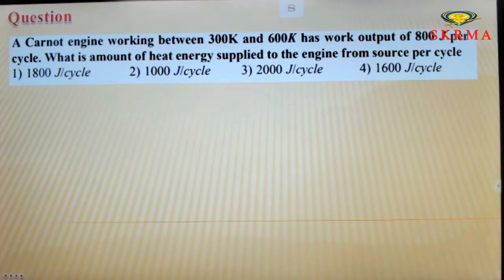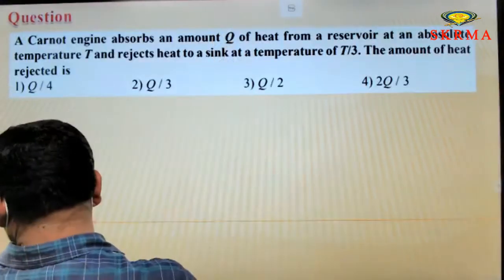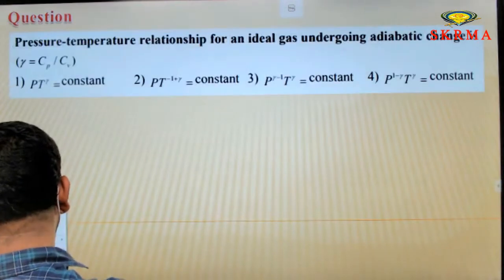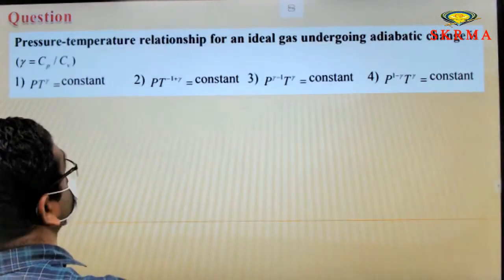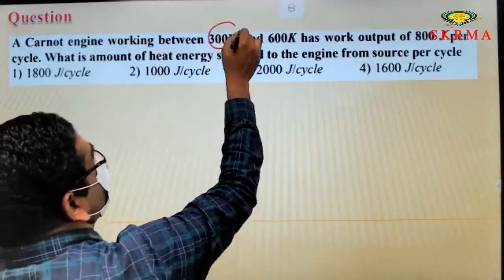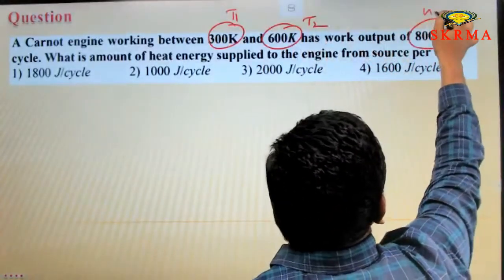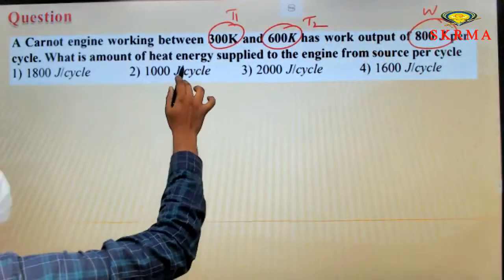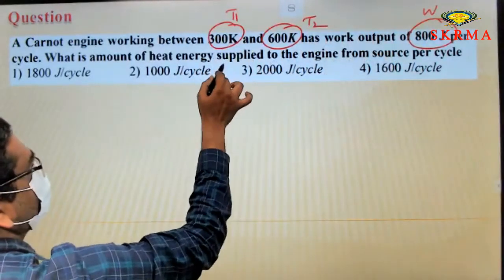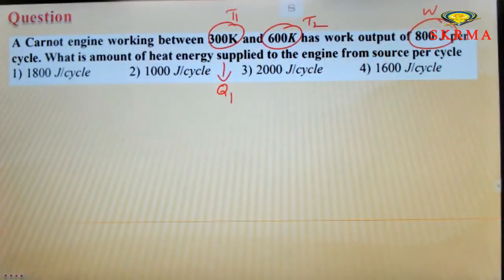A Carnot engine working between 300 and 400 Kelvin has a work output of 800 joules per cycle. Then, what is the amount of heat energy supplied to the engine from the source per cycle? So this is T1. This one is T2. The work output is W. He is asking about the heat amount supplied to the engine, that is nothing but Q1.